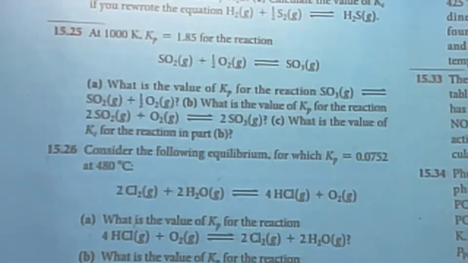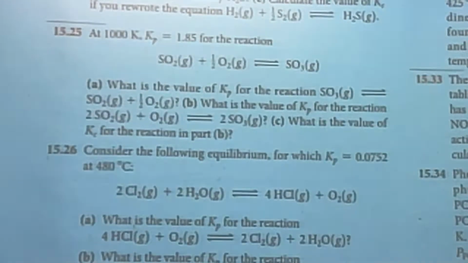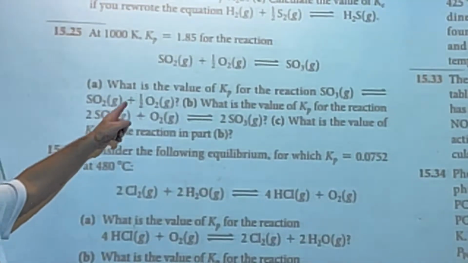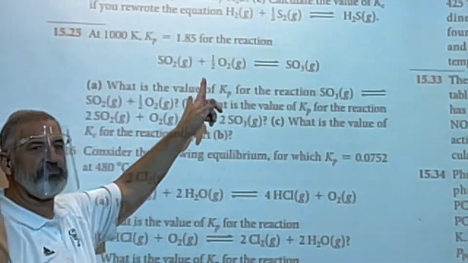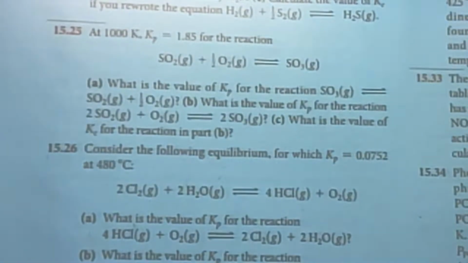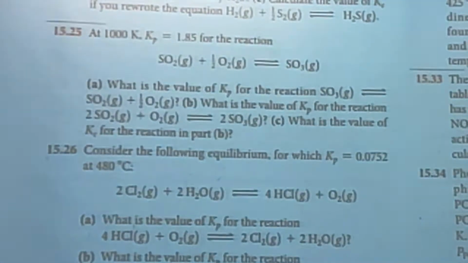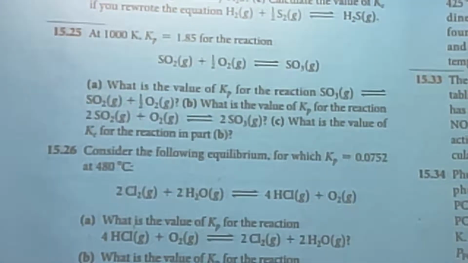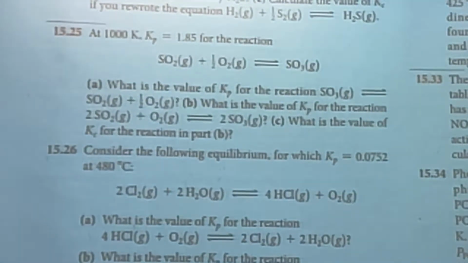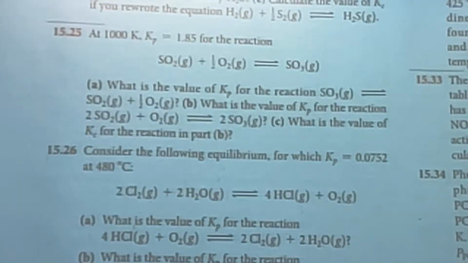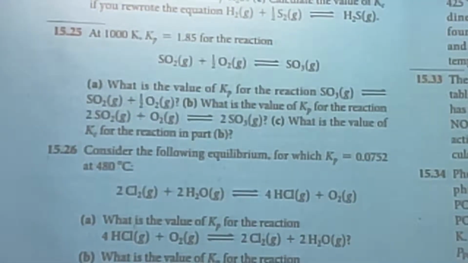So on A, how is the equation in A related to the given equation? It's the reverse. So what do we do to Kp? Okay, so Kp is going to equal 1 over 1.85, right? And that equals what? 0.541. Okay, and then we won't worry about units.